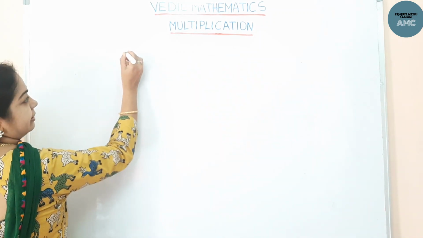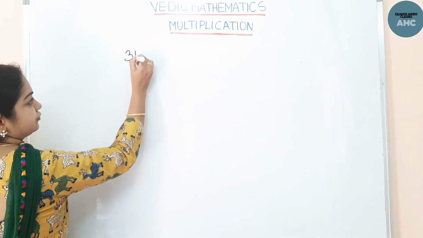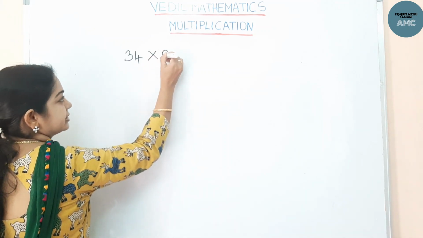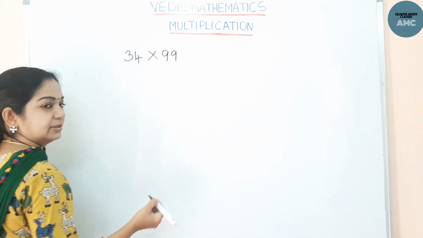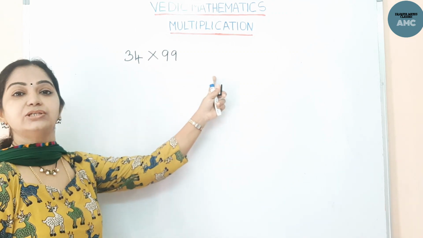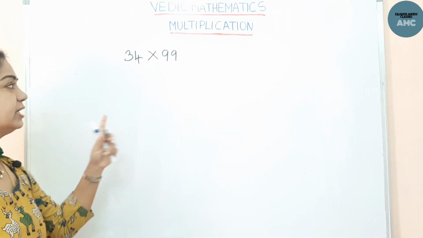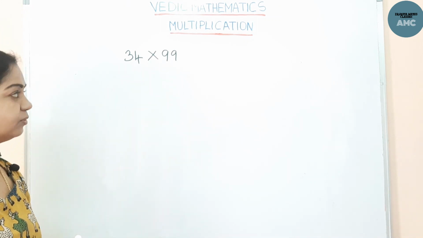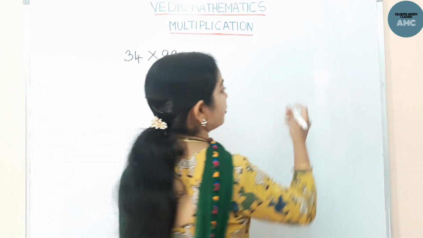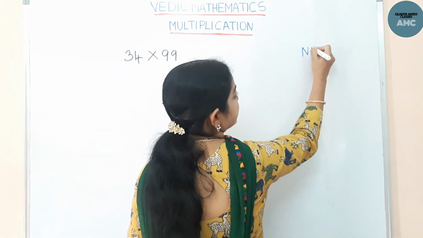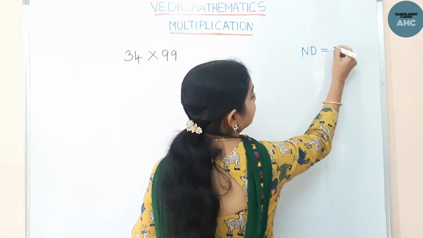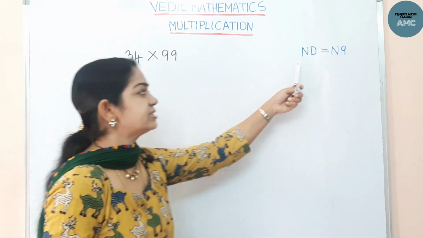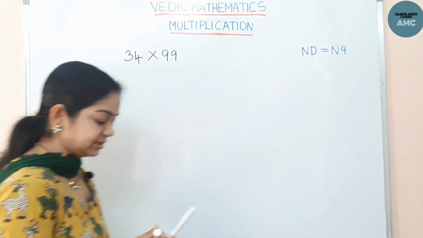If I take, let me take 34, a 2-digit number, multiplied by 99. So, multiplication with a series of nines is what we are going to learn today. Now here, this is a 2-digit number and this is also a 2-digit number. That means the number of digits is equal to the number of nines. What is the technique? Let's learn.